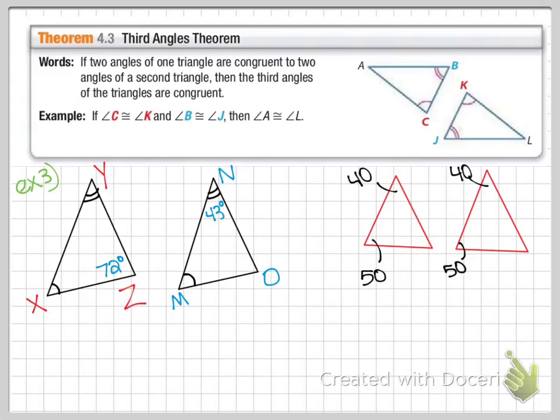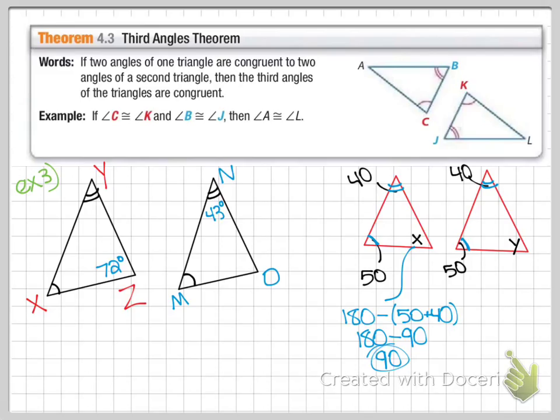Now what I want to do is figure out what x and y would have to be in each. This is showing you why the third angle theorem works. We've got two angles that pair up. This angle is congruent with this one, they're both 50, and this angle is congruent with this one, they're both 40. If I wanted to solve for x here, I know that x would be 180 minus 50 plus 40. If you work that out, that's 180 minus 90. So that angle x has to be 90 there.